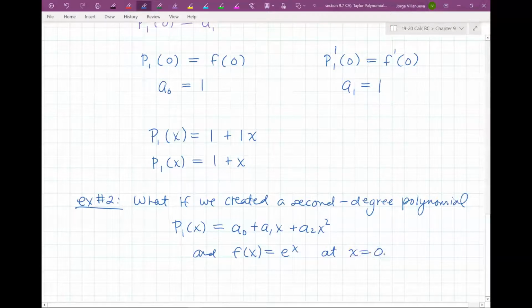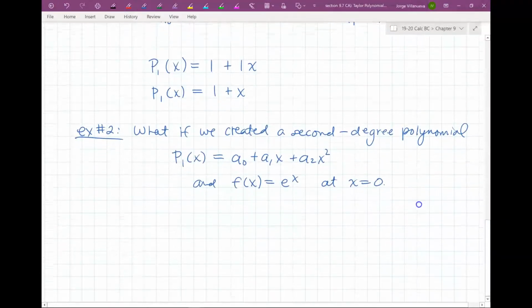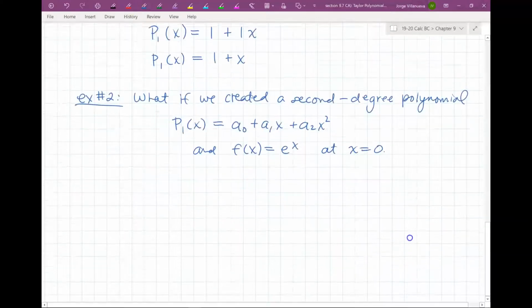So basically, using the same information we just did, what if we went one more step? Because that first approximation was pretty terrible, right? A linear function to represent an exponential, yeah, it might work within negative half to half. You'll get some decent numbers, but after that, it's just going to be bad. Exponential grows fast. Linear does not. Linear grows uniformly. So let's try to do the second degree.